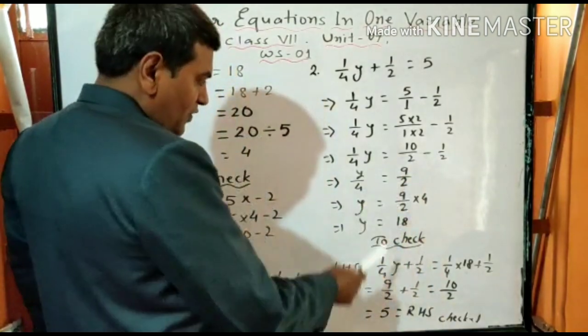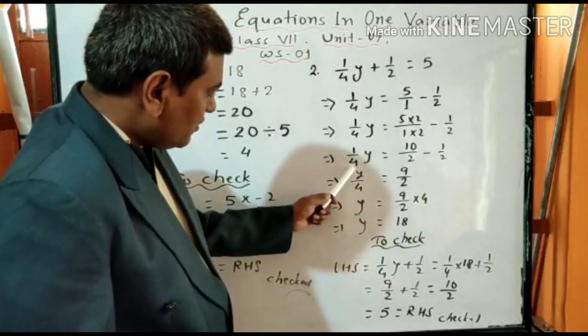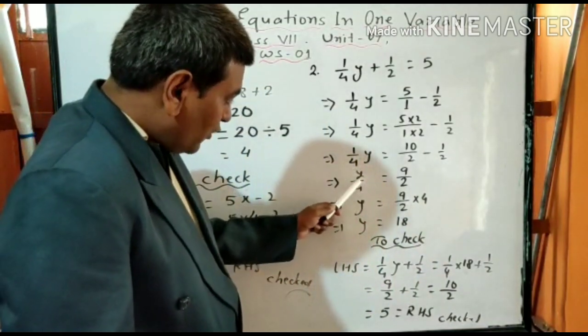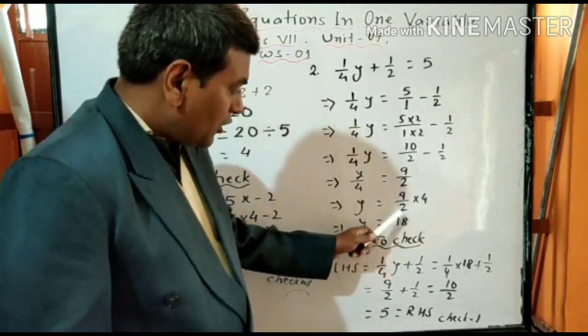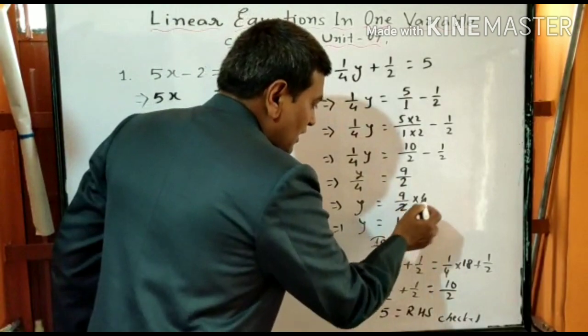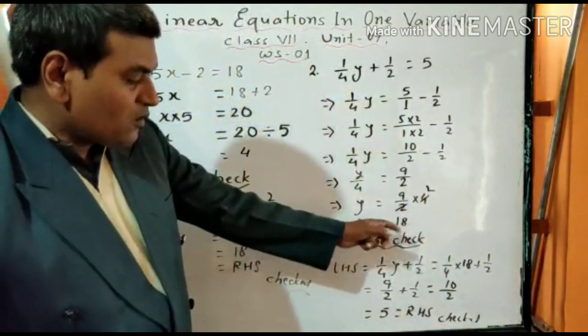9 by 2. Now, in the left hand side, y into 1 is y by 4. 4 is here the divisor. So, in the right hand side, it will be the multiplier. Now, 2 ones are 2 and 2 twos are 4. 9 twos are 18. You got here y equal 18.